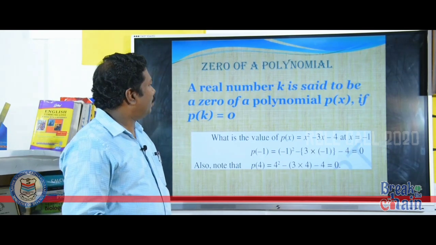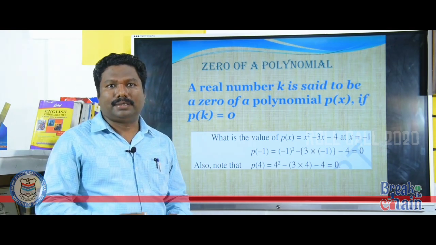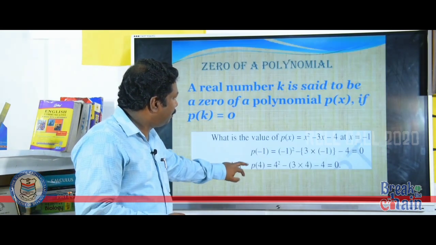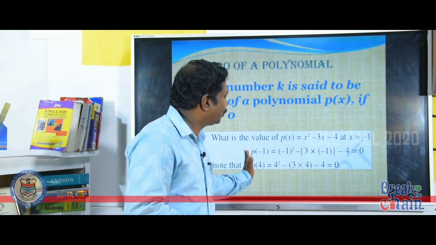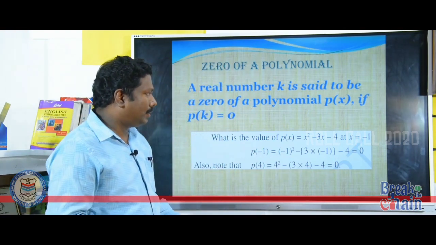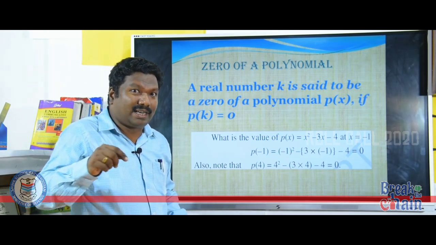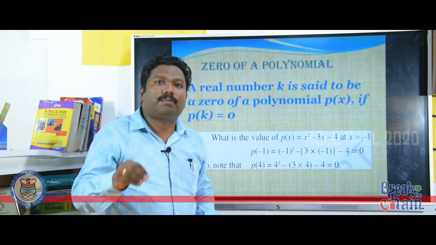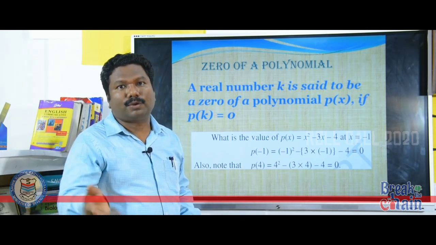Now, zero of a polynomial. In the last example we have seen P of minus 1 and P of 4. Both values of the given polynomial are 0. That means at what particular values the given polynomial vanishes. Vanish means becomes 0. Those values are called zeros of that polynomial.